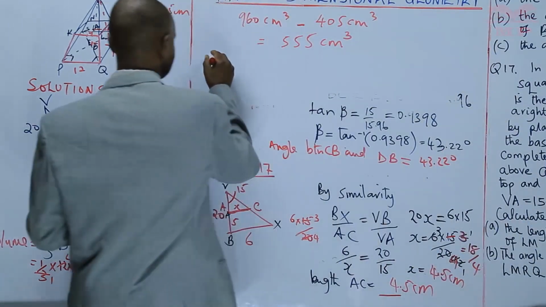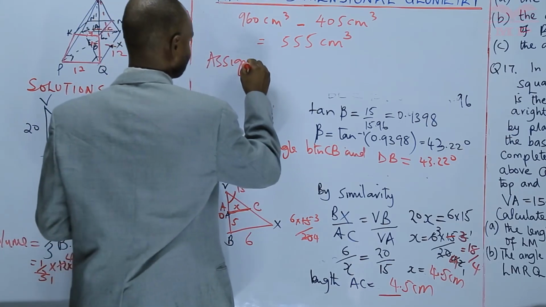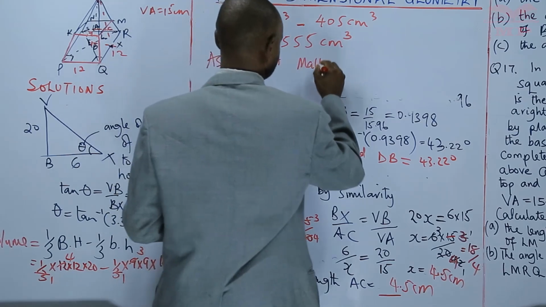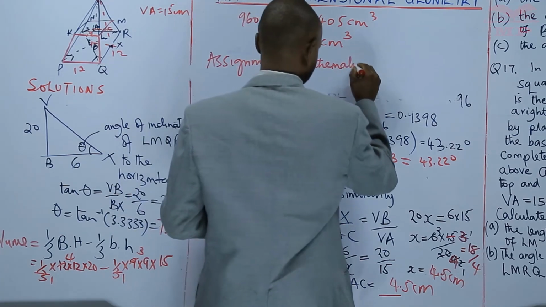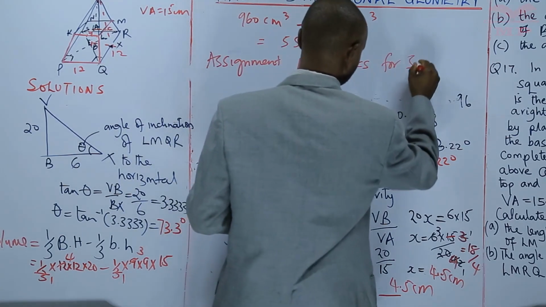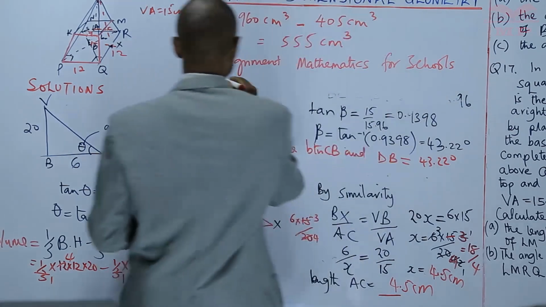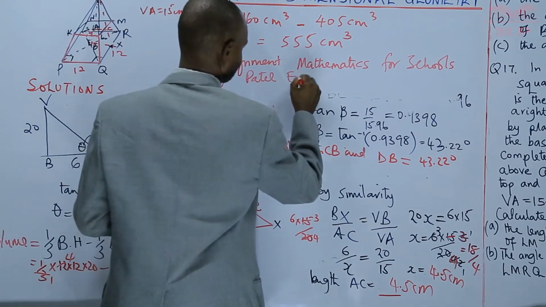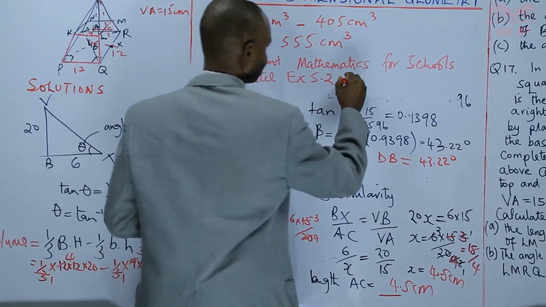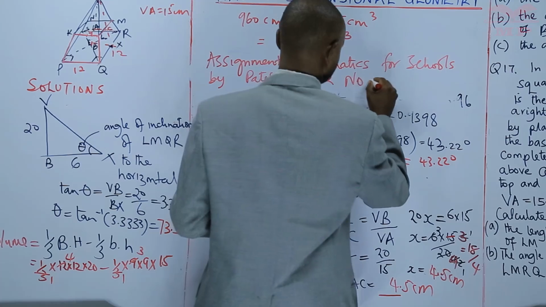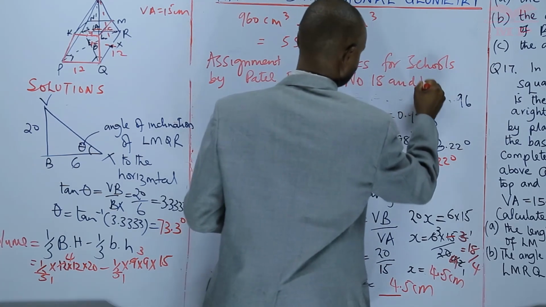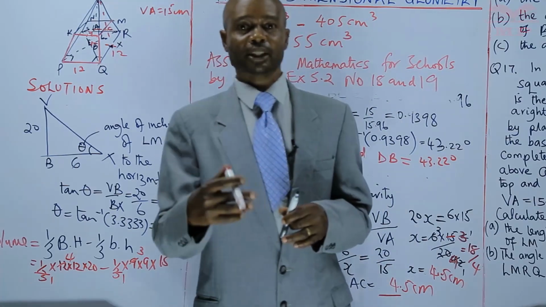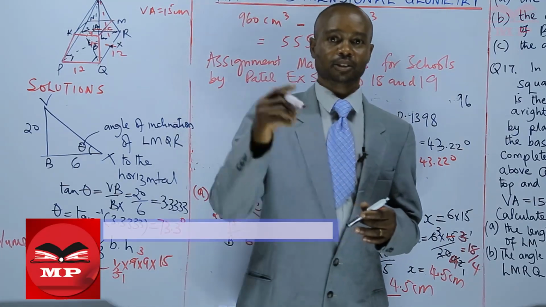So for the assignment, in mathematics for schools by Patel, we do exercise 5.2, number 18 and 19. So at that point, go through your working and see where you went wrong and continue practicing.